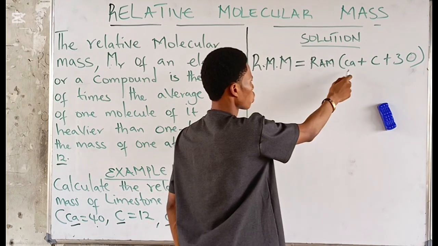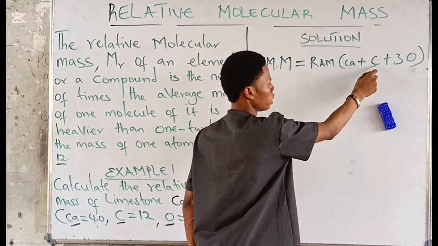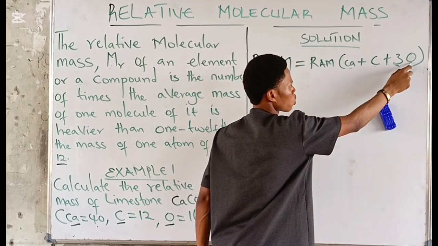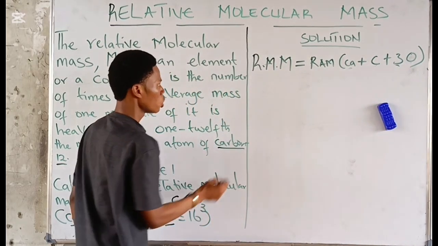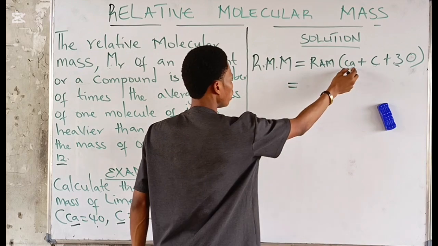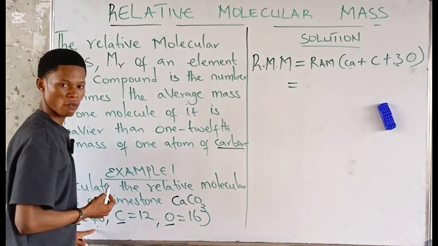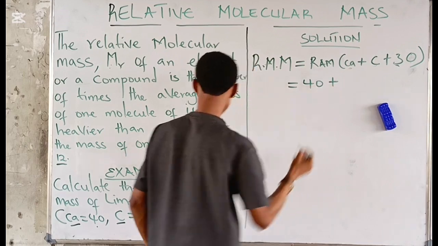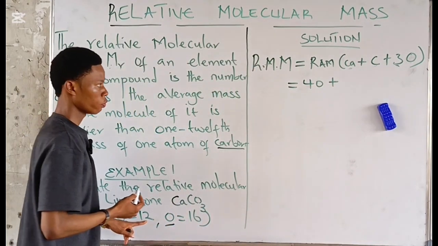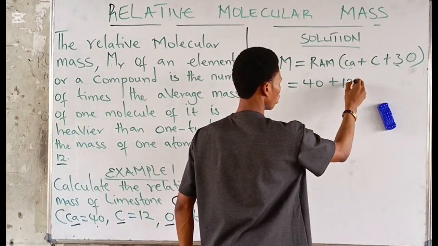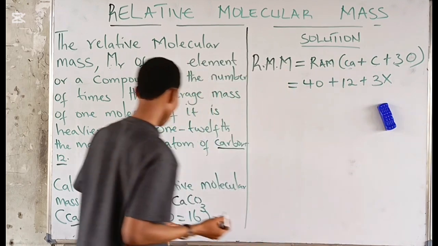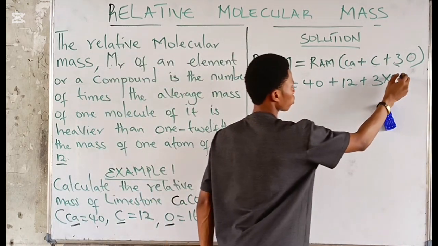So the relative atomic mass of calcium plus the relative atomic mass of carbon plus 3 times the relative atomic mass of oxygen, because of these 3 here. So that will give us, the relative atomic mass of calcium is what? 40. So we'll be having 40 plus that of carbon, which is 12. So we'll have 12 here plus 3 times that of oxygen, which is 16.